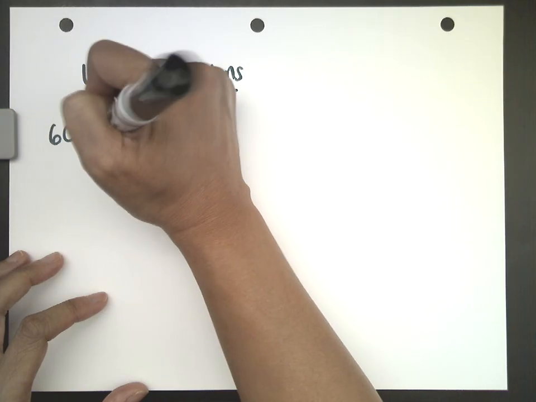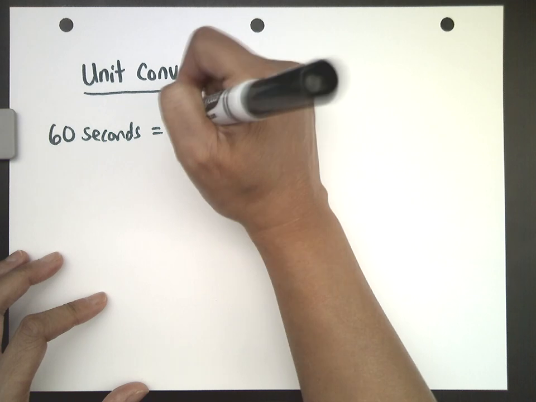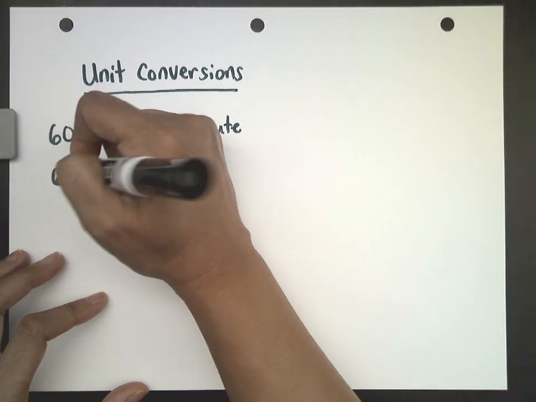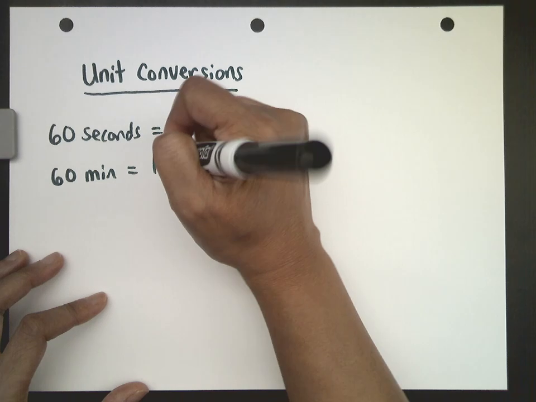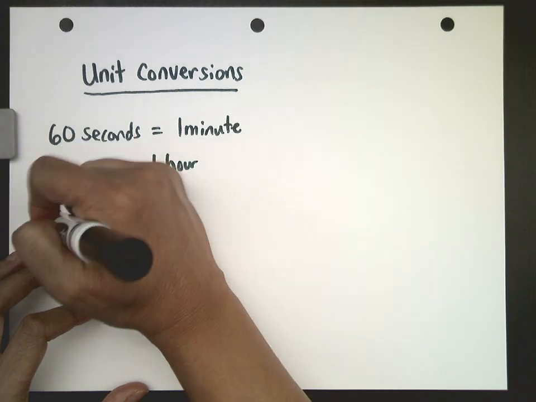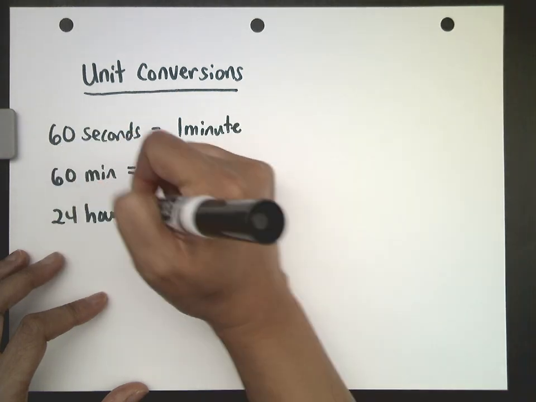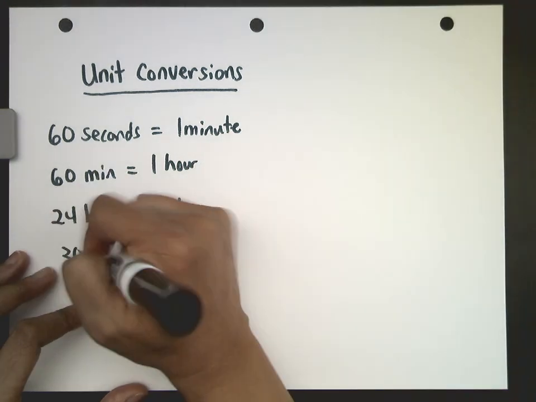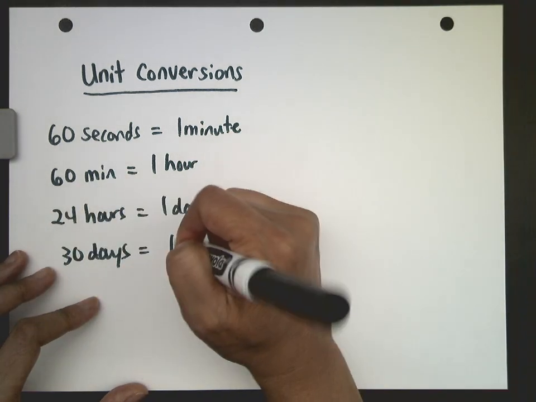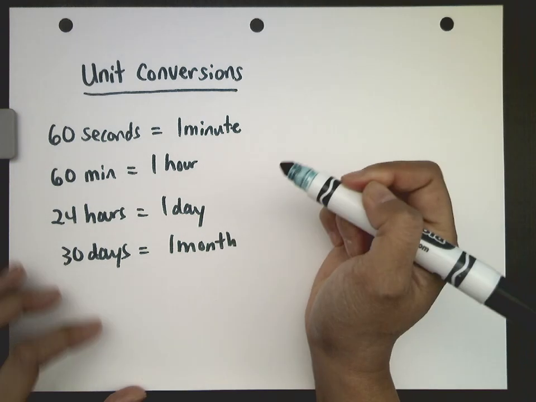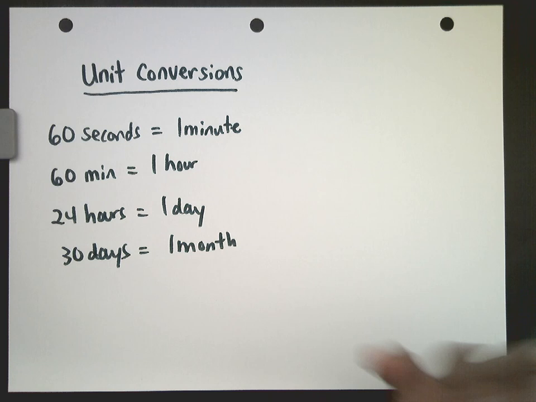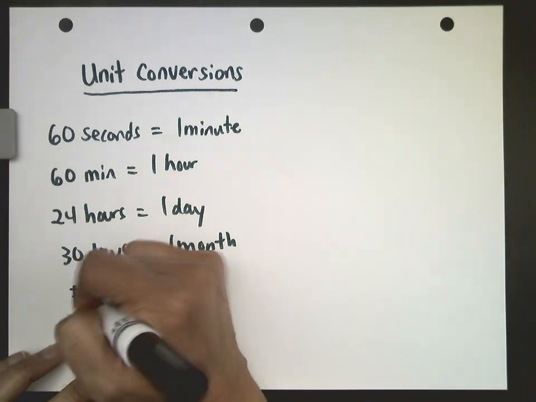Everyone knows that there are 60 seconds in 1 minute. And of course, there are 60 minutes in 1 hour, and 24 hours makes 1 day, and typically 30 days makes 1 month. However, there are certain, obviously, exceptions. If I specify a certain month, then you have to use that month.